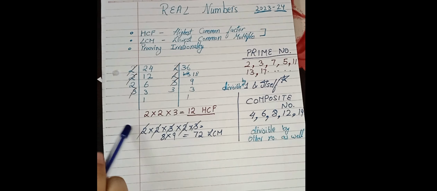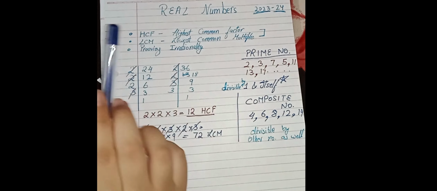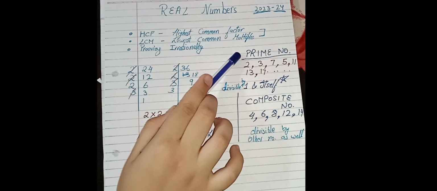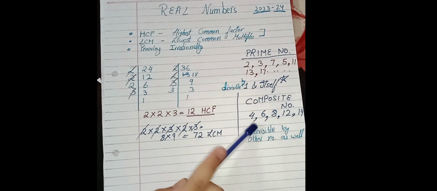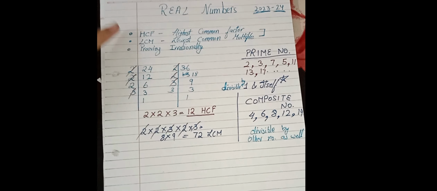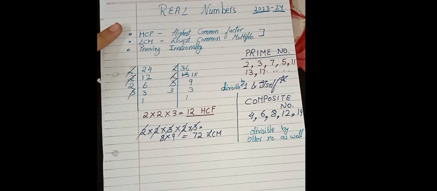Okay? HCF is the highest common factor, LCM is the lowest common multiple. Prime number समझ आया, composite number समझ आया. These were the very basics of the topic. We are going to only follow these 3 topics because इस time आपके syllabus में यही है. You don't need to learn Euclid's division lemma. Okay? Now let's come upon the chapter name first.